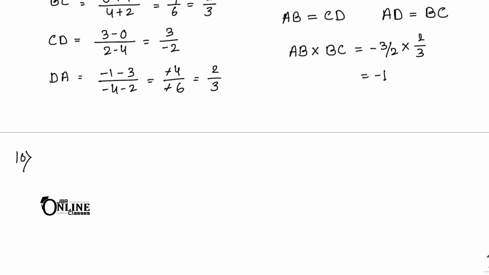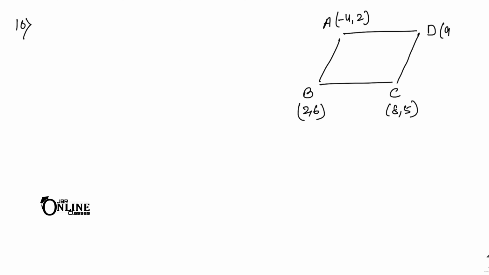Now next one, sum number 10. The vertices of a quadrilateral, this one, this one, this one, and this one: using slopes, show that the midpoints of the sides of the quadrilateral form a parallelogram. Okay, so here first you have to draw the quadrilateral. Suppose this one is ABCD. So A is (-4, 2), B is (2, 6), C is (8, 5), and D is (9, -7). These are the 4 vertices.